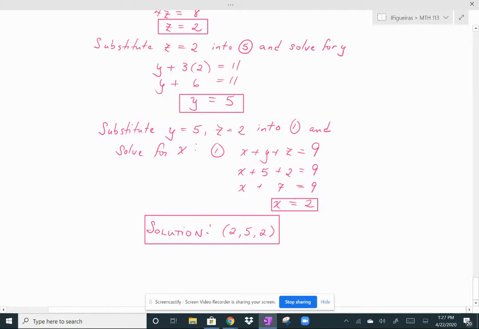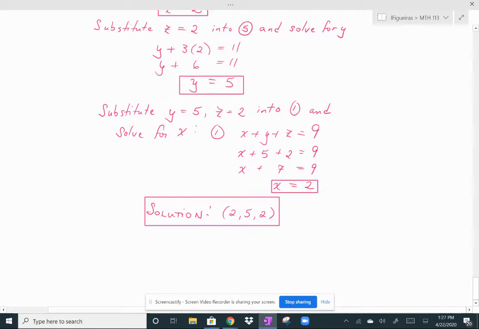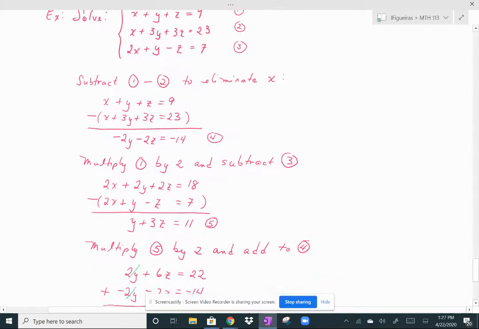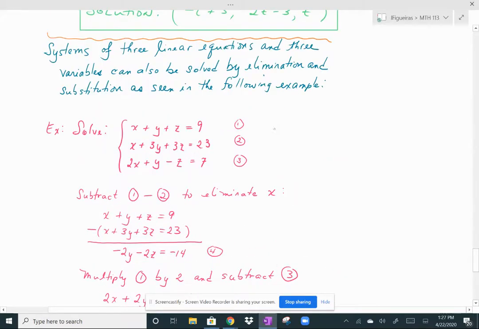And you should always go back and check that your solutions work. The way you know that you didn't make any mistakes is if you substitute 2, 5, and 2 into these three equations, the left side should equal the right side. If it only works for one equation, then it's not correct. If it works for none, it's definitely not correct. It has to work for all three equations.